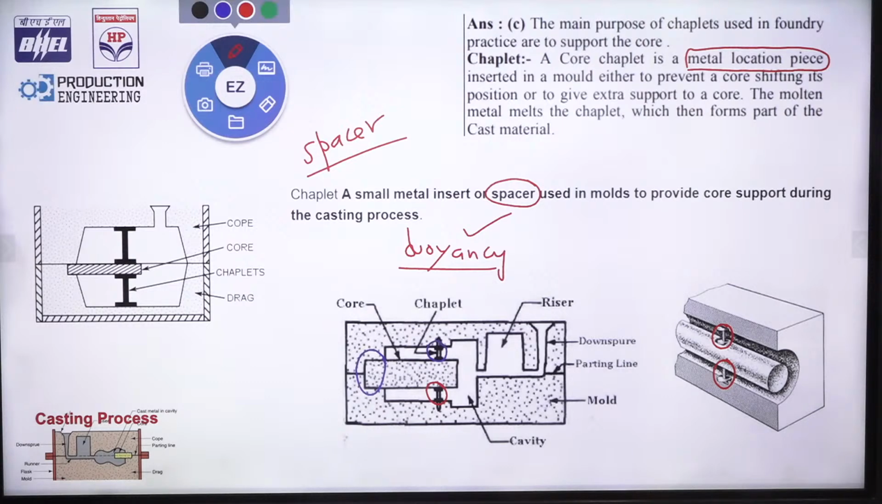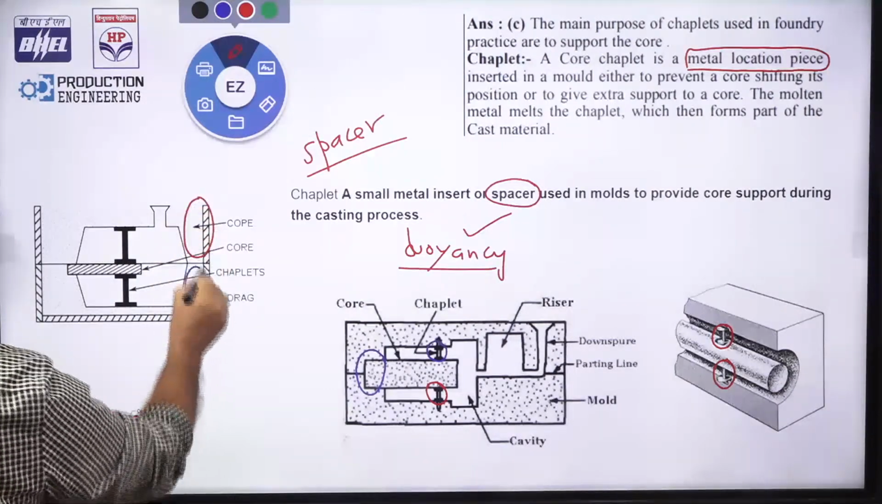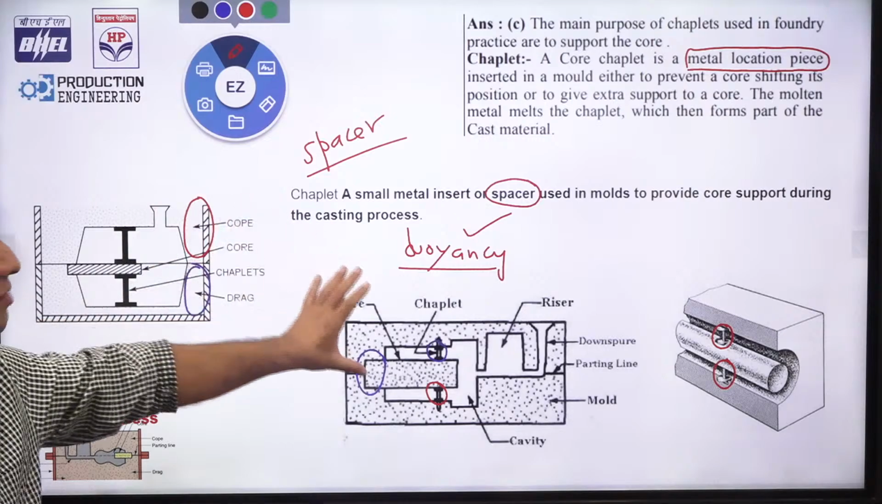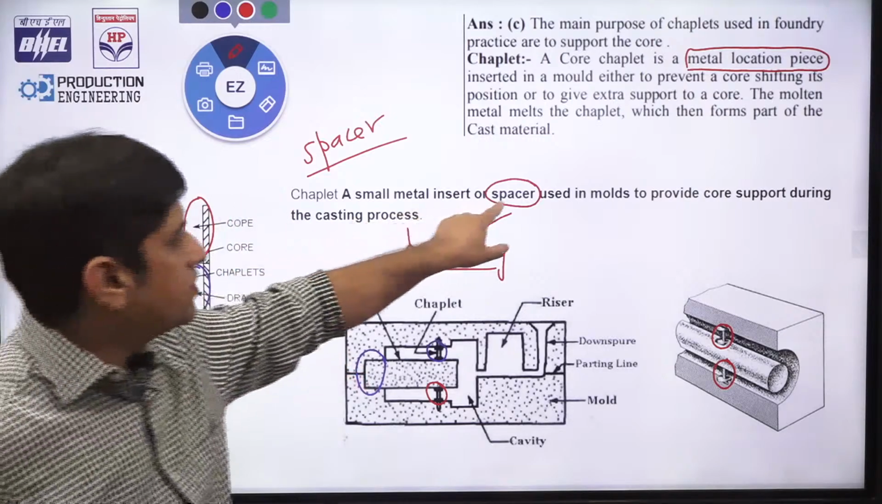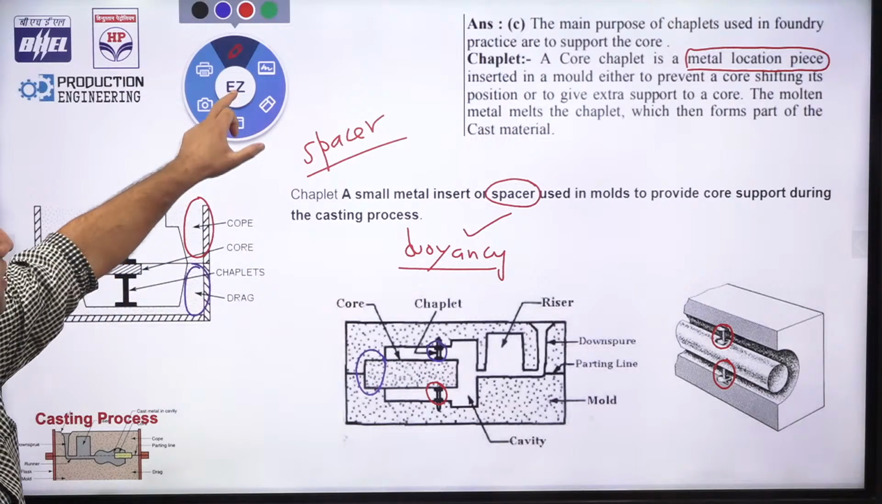And in which part do you provide the chaplet, cope or drag? As you know, cope is the upper part and drag is the lower part. So in which part do you keep the chaplet? The answer is that in both parts we keep the chaplet. Whether it is cope or drag, we provide the chaplet in both parts. So this is very, very important. Spacer is the name of chaplet, and chaplet and chill, these are the two things which we should study in the casting process, and that is the meaning of it.